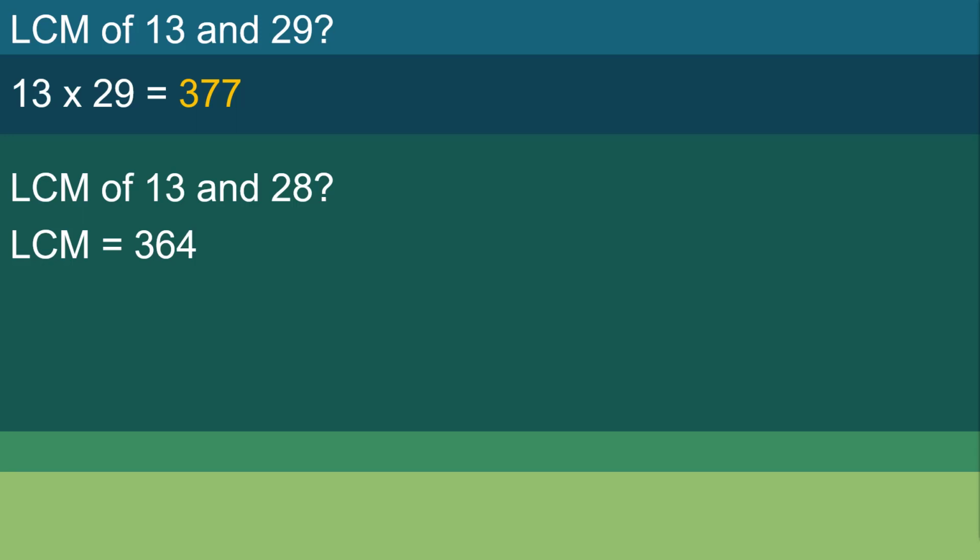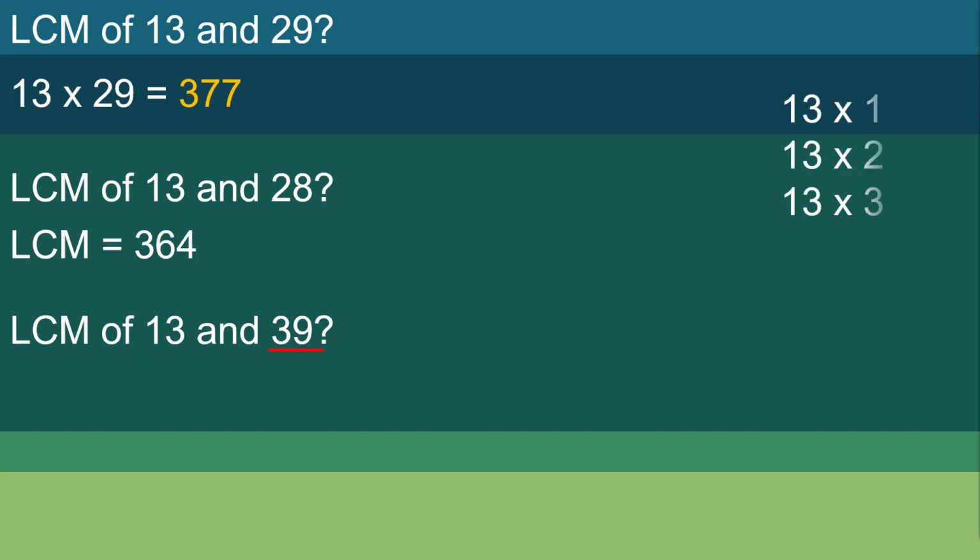The LCM of 13 and 39. This question is pretty similar to the one above. We have one prime number and one non-prime number, but the exception here is that the non-prime number, which is 39, is a multiple of 13. If you come across this scenario, then the LCM is the larger of the two numbers.